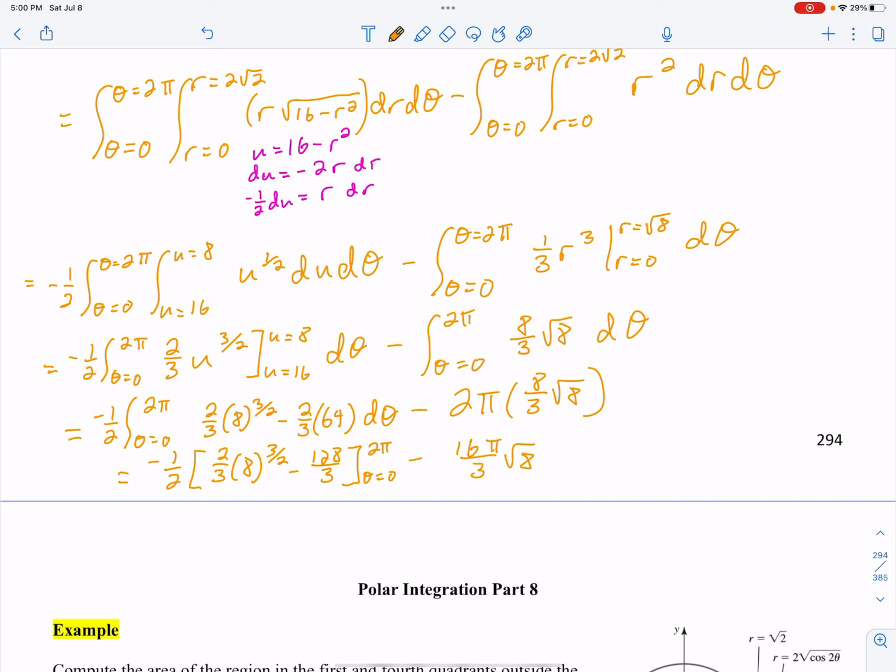root 8. Okay, the last thing we can do is multiply that negative 1/2 through and times it by 2 pi because I'm going to get a theta out of that constant. So I got negative 1/3, 8 to the 3/2 times 2 pi. All right. And then minus, or plus, because we're going to have times it by a negative. And I got 128. I don't care about reducing this. It's going to be over 6. I think it does by 2 for sure, times 2 pi. And then minus 16 pi over 3 root 8.